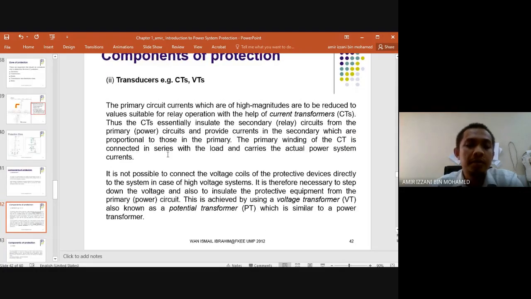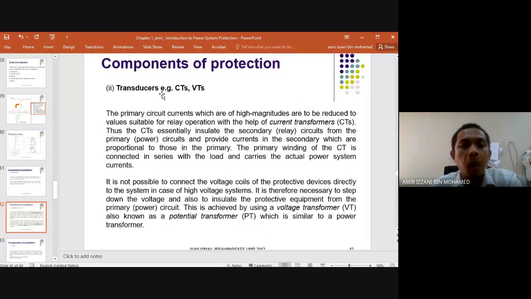Okay, the second one is transducer. What does it mean by transducer? This is to convert the voltage or the current. Here we have a current transformer, and the second one is a voltage transformer, sometimes also known as potential transformer or power transformer. So it is to step down the current or the voltage so that we can read the value.